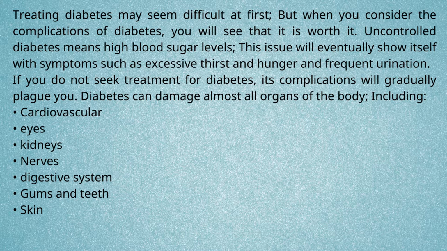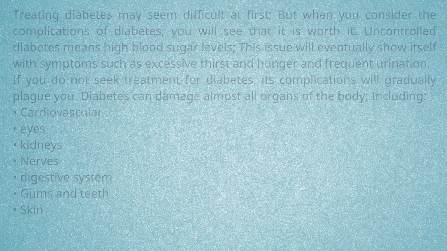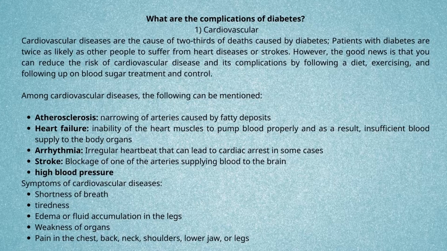Diabetes can damage almost all organs of the body, including cardiovascular, eyes, kidneys, nerves, digestive system, gums and teeth, skin. What are the complications of diabetes?